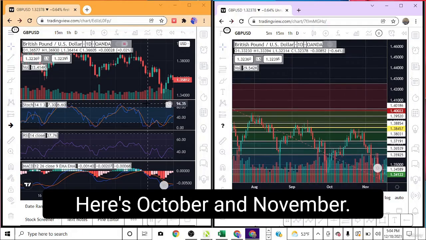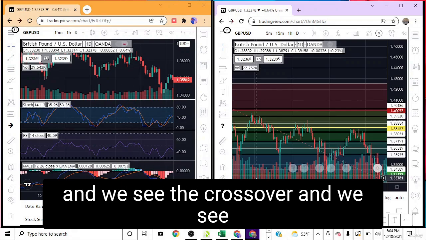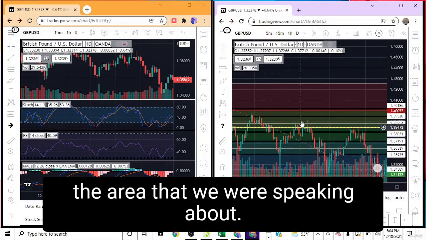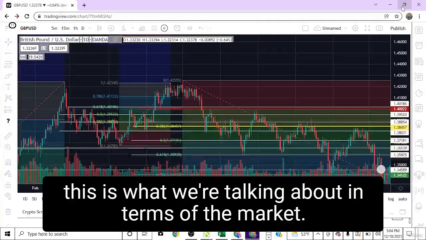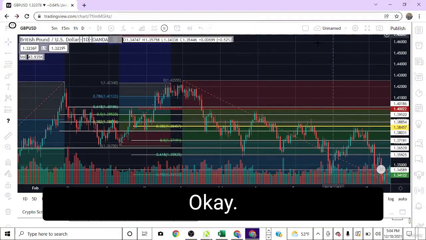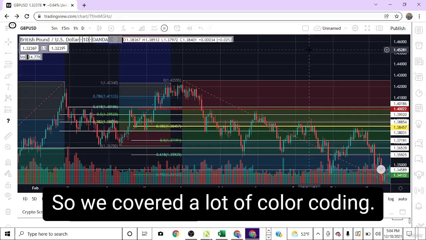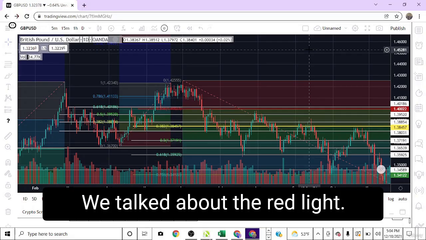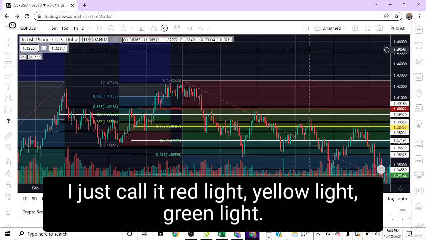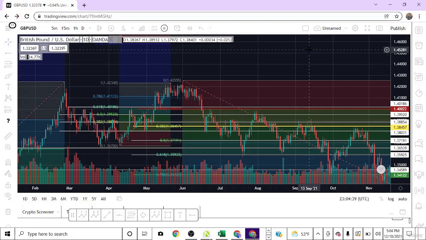Okay, here's October, November. And we can see right here by comparing them, we see the crossover and we see the area that we were speaking about. So I'm just going to open this up because this is what we're talking about in terms of the market. Okay, now, we covered a lot of color coding. We talked about the red light, yellow light, green light, but we know that's horizontal rays, right?